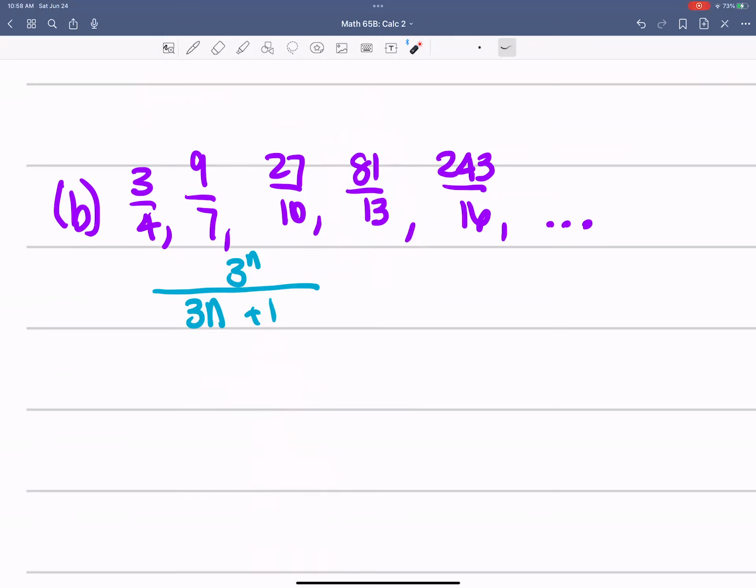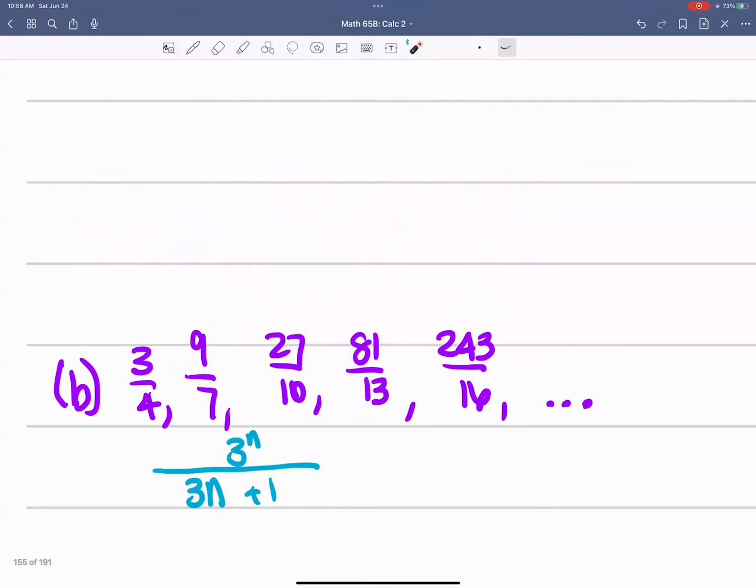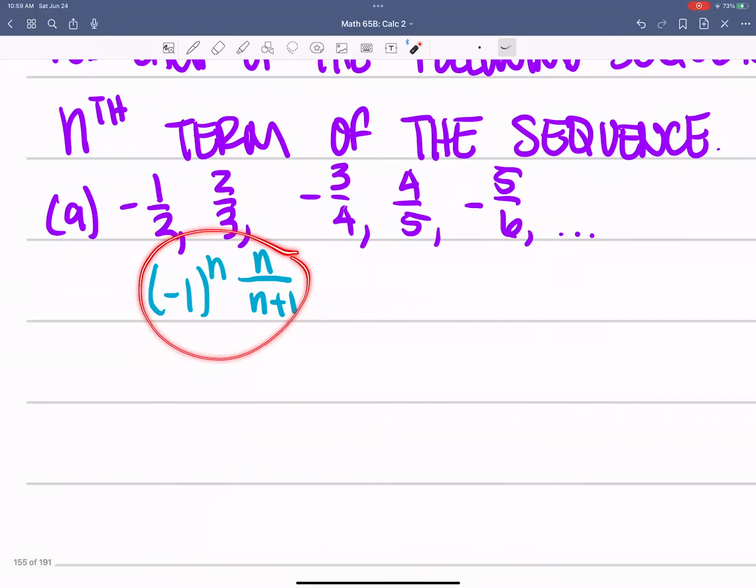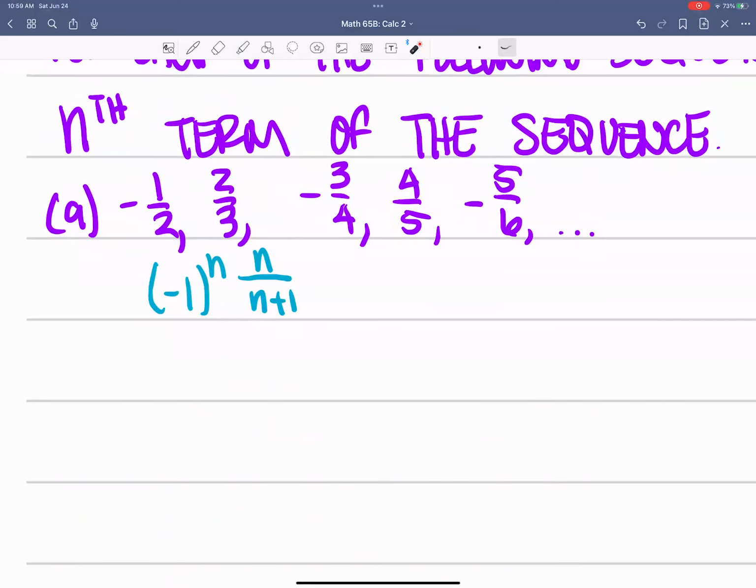And there we go. So this is a general term for this sequence, whereas this is a general term for this sequence. And that's it.